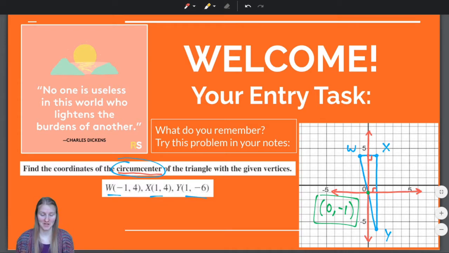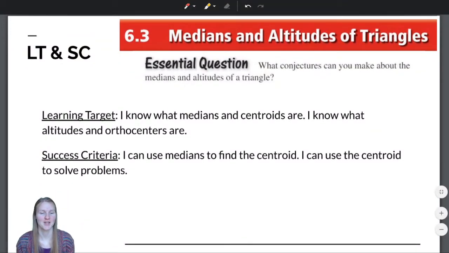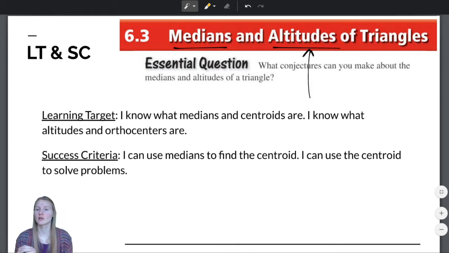Wonderful! Thanks for doing that with me. Let's move on to what we have for today. Today, we start section 6.3, which is about medians and altitudes of triangles. Now, we're not going to do any problems with altitudes of triangles, but I am going to show you what they are and what they're used for. But there are not too many applications of altitudes and orthocenters, so we're not going to talk about those a ton. But medians, on the other hand, oh boy.